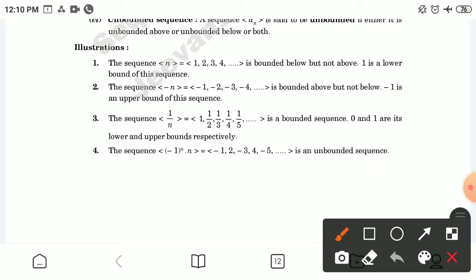The sequence {n} equal to 1, 2, 3, 4 is bounded below but not above. 1 is lower bound of this sequence. Second, the sequence {-n}, minus 1, minus 2, minus 3, is bounded above but not below. Minus 1 is the upper bound of this sequence. The sequence {1/n} equal to 1, 1/2, 1/3 is a bounded sequence, and 0 and 1 are the lower and upper bounds respectively. The sequence {(-1)^n n}, terms going on minus 1, 2, minus 3, 4, minus 5, and so on, is an unbounded sequence.